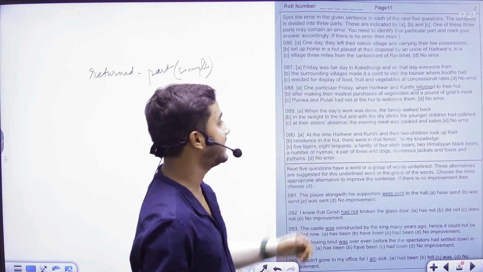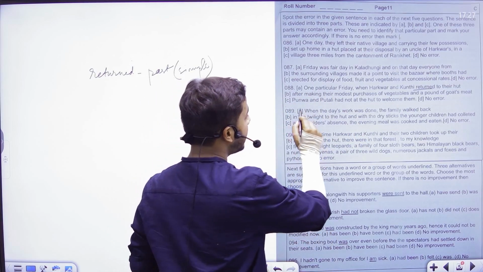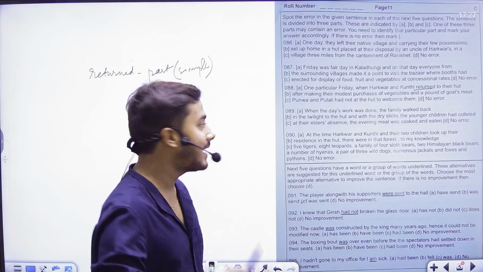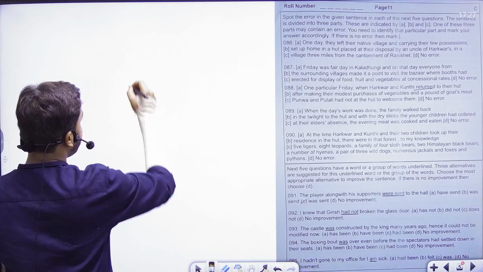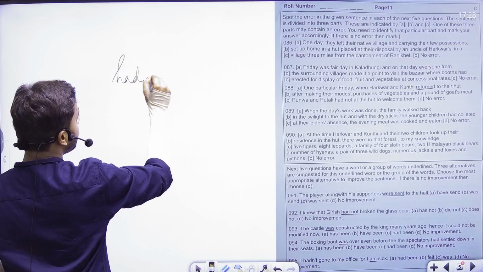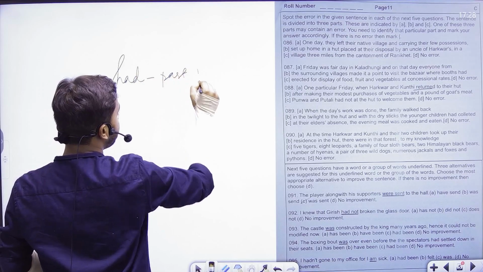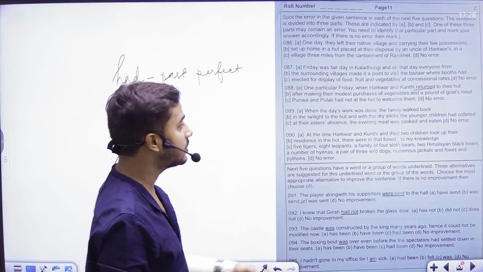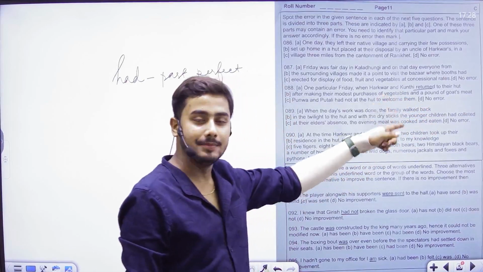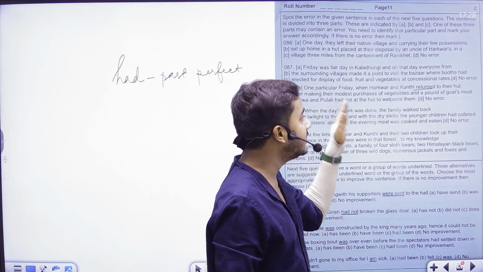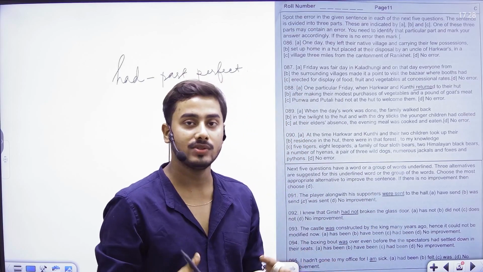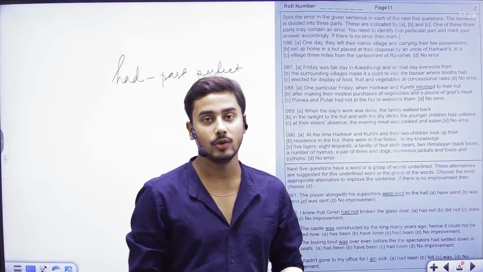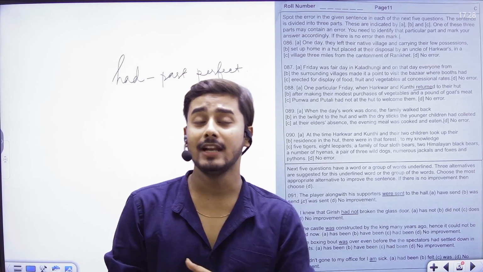So the last part of the sentence becomes a bit problematic, because if you look at it, Punwa and Putoli had not at the hut to welcome them. Now, we know that had is used in the case of past perfect tense, right? But as I discussed before, this sentence was in simple past tense. So had does not really go with how simple past tense is constructed. In simple past tense, we just use the past form of the verb and not had.